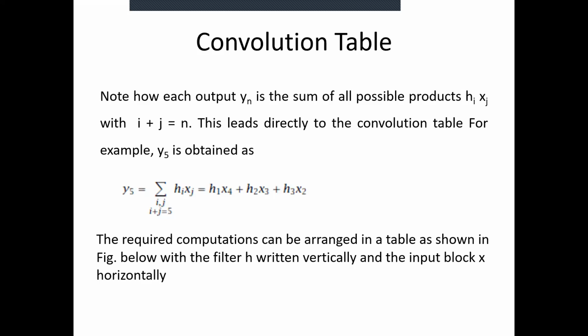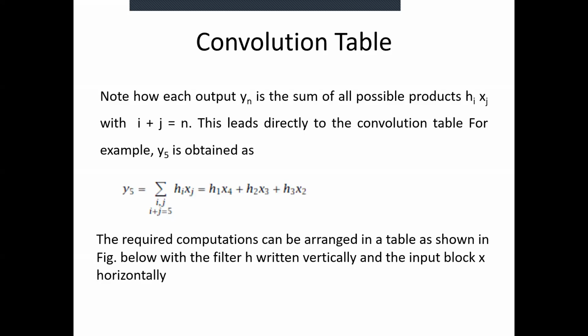It will be H1X4, H2X3, H3X2. Of course, we may have H4X1, but in this example, we are dealing with H0, H1, H2, H3, up to H3. We don't have H4, therefore, we haven't added the H4. So Y5 will be generated by 4 terms, if h consists of 5 elements.